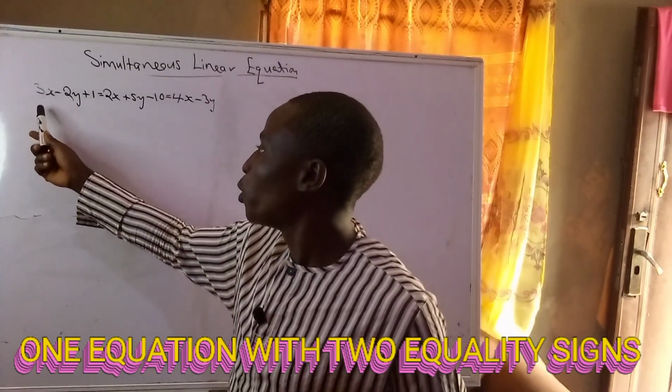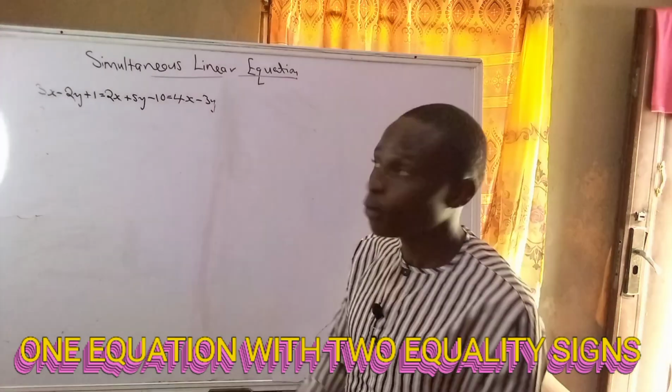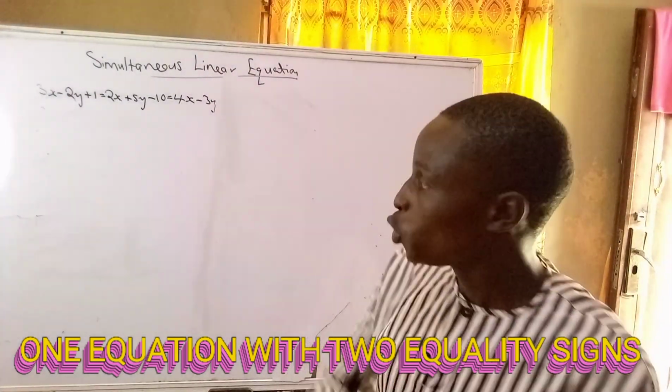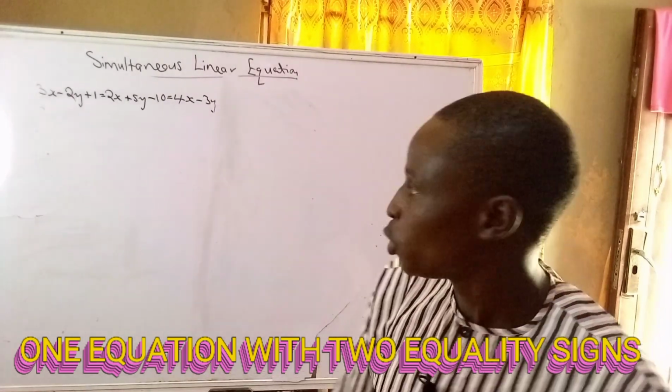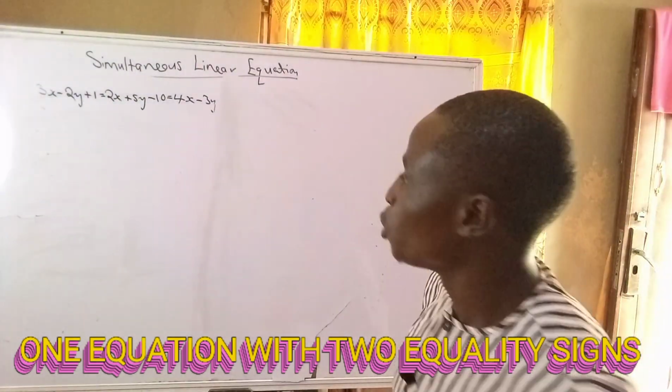The equation on the board says 3x minus 2y plus 1 is equal to 2x plus 5y minus 10 is equal to 4x minus 3y. Two equality signs in one equation. How can we solve this particular problem? Follow me and see how to solve it.